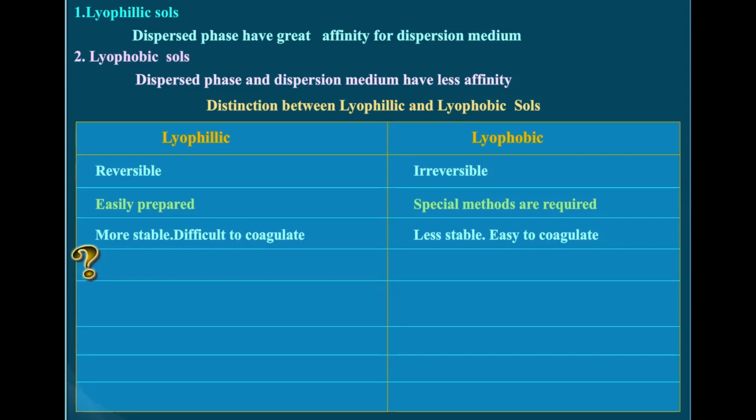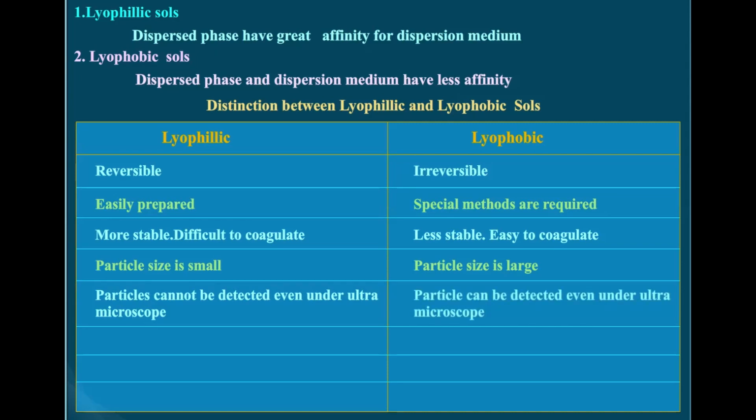Coagulate means the particles do not come closer; they do not settle down. While lyophobic is less stable and they are easy to coagulate. In lyophilic, the particle size is small, while in lyophobic, the particle size is large. In lyophilic, particles cannot be detected even under an ultra microscope, while in lyophobic, particles can be detected under an ultra microscope.